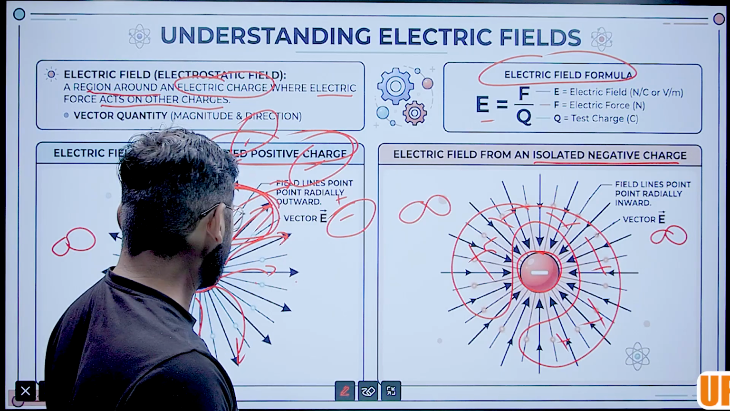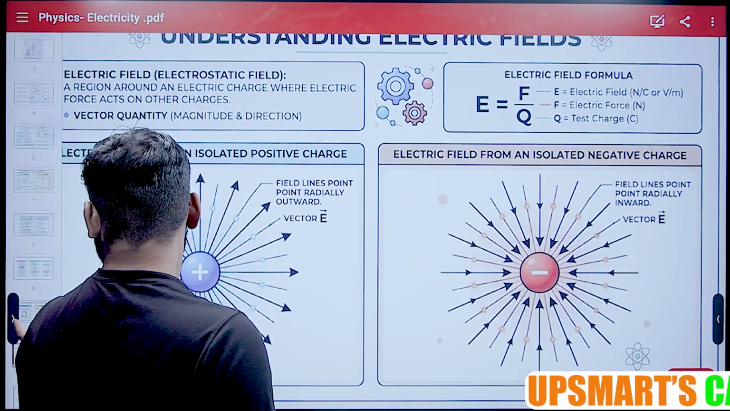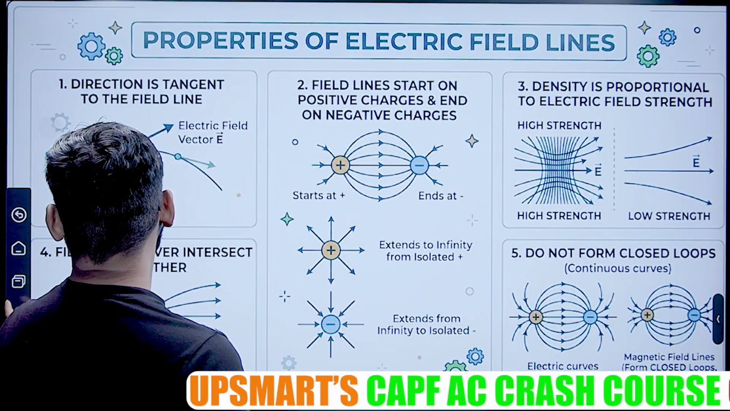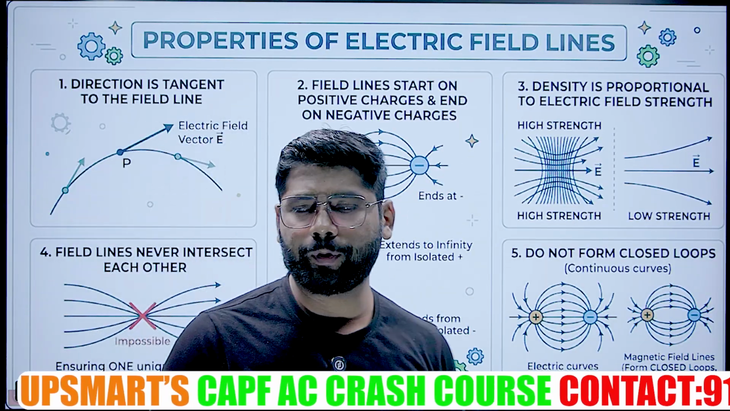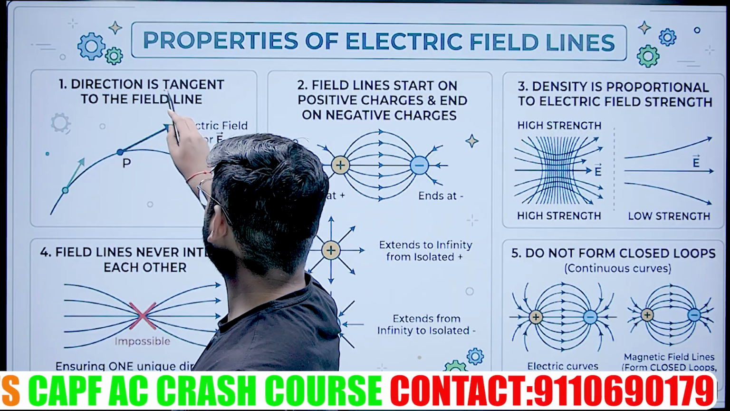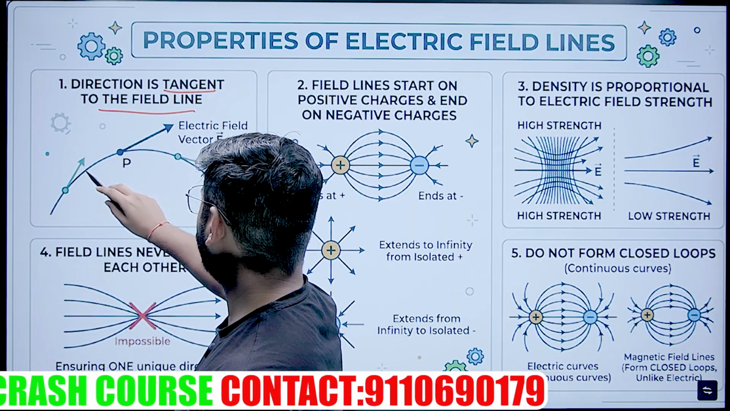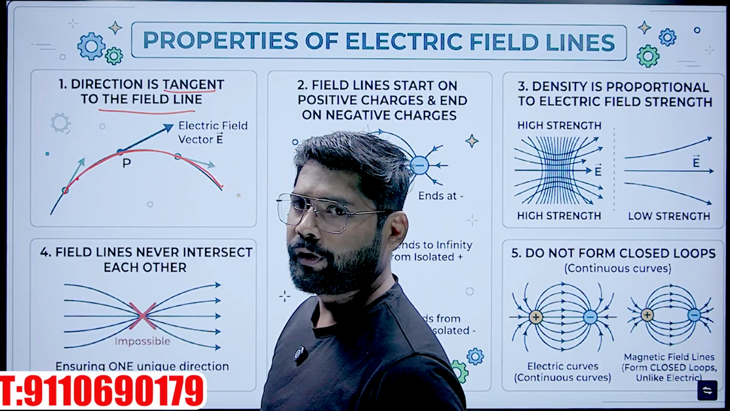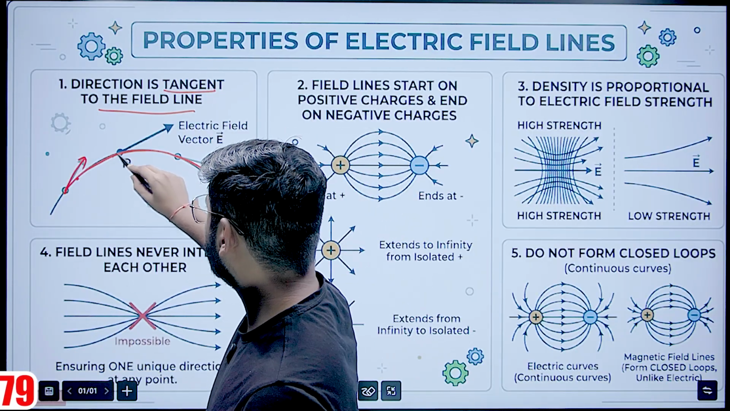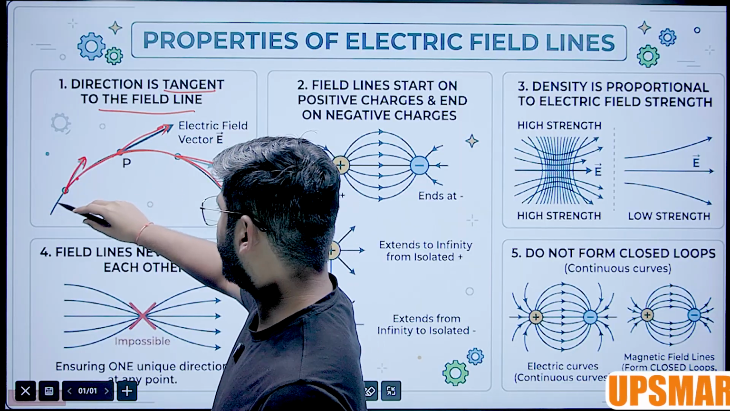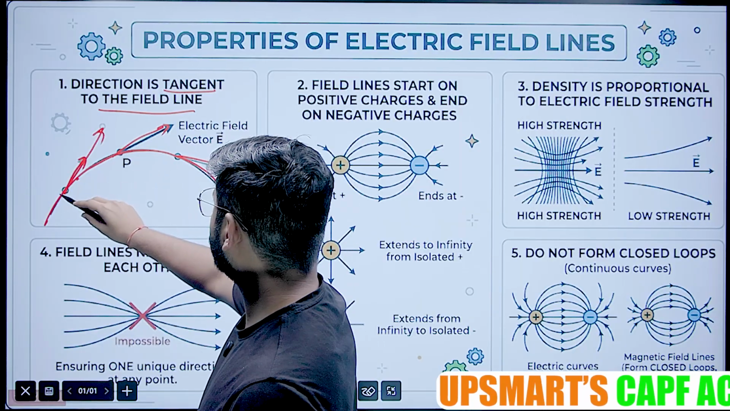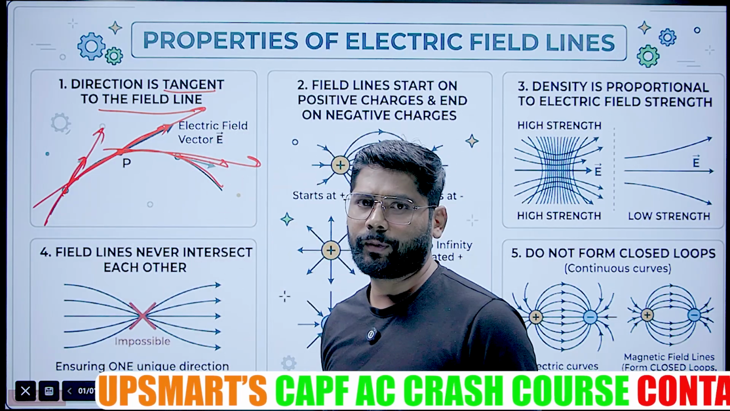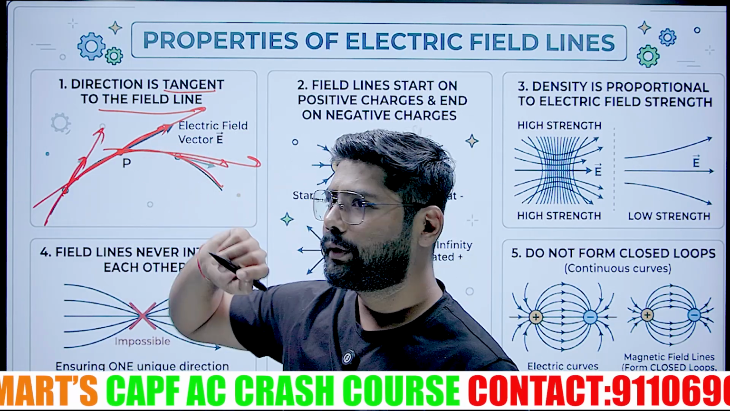Next, the properties of the electric field. What are the properties of the electric field? The first property is that the direction is tangent to the field line. This is the field line. So the direction of the electric field will always be tangent to the field line.